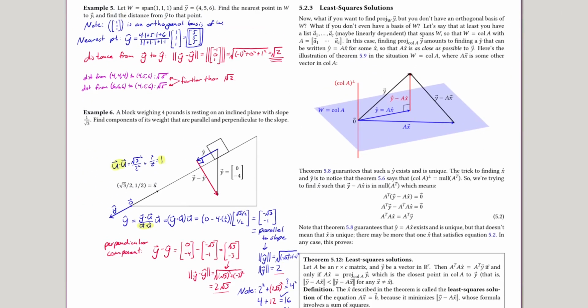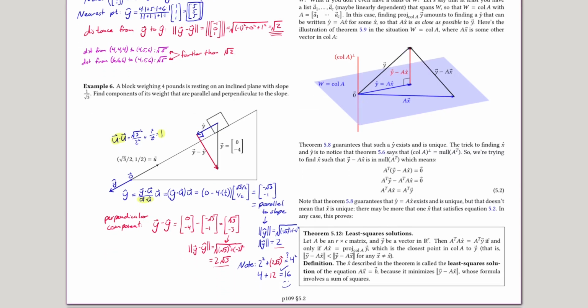In the next video, we'll look at least squares solutions, which is thinking about what happens when W is the column space of some matrix A. How do you find the point in the column space that is closest to making A x hat equal to Y? But we'll see that in the next video. So I will see you then.